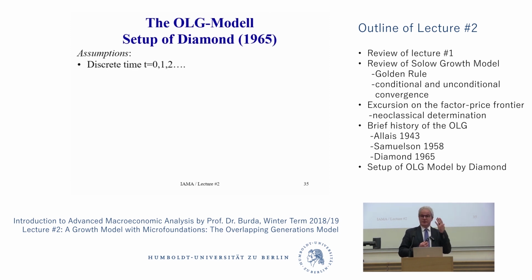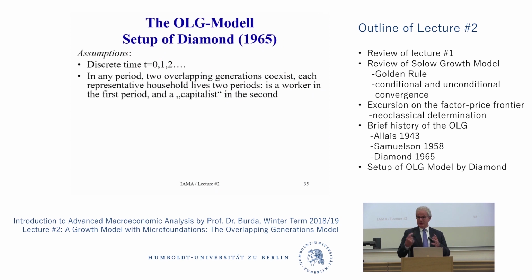Okay, so I'm going to use discrete time. Solow was in continuous time, so now we're going to go to discrete time. Period 1, period 2, period 3, period 4. In any period, this is it, please don't leave, you have two generations alive, only two, old people and young people, because it's really simple. And people have 2 periods on the stage, and they coexist.